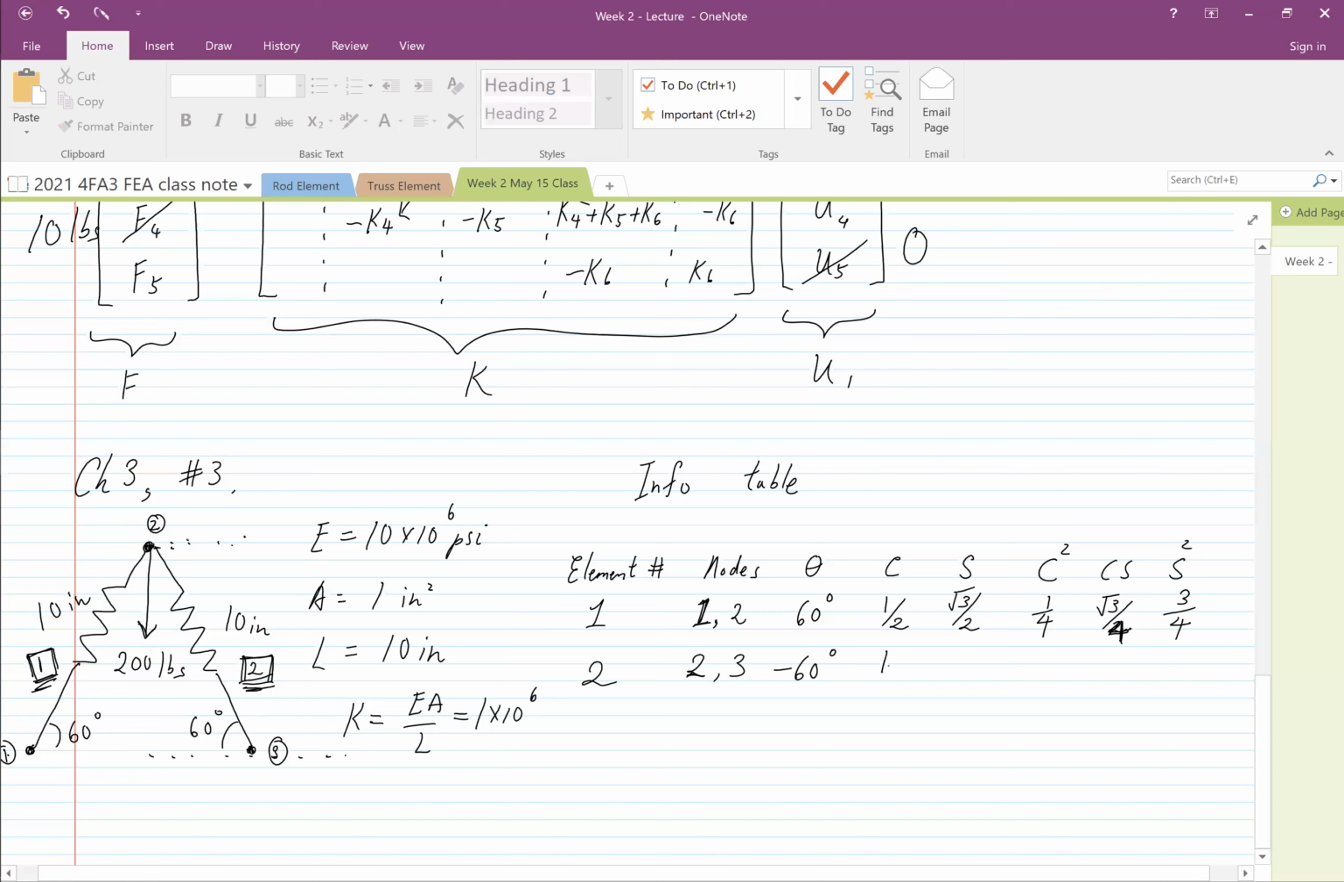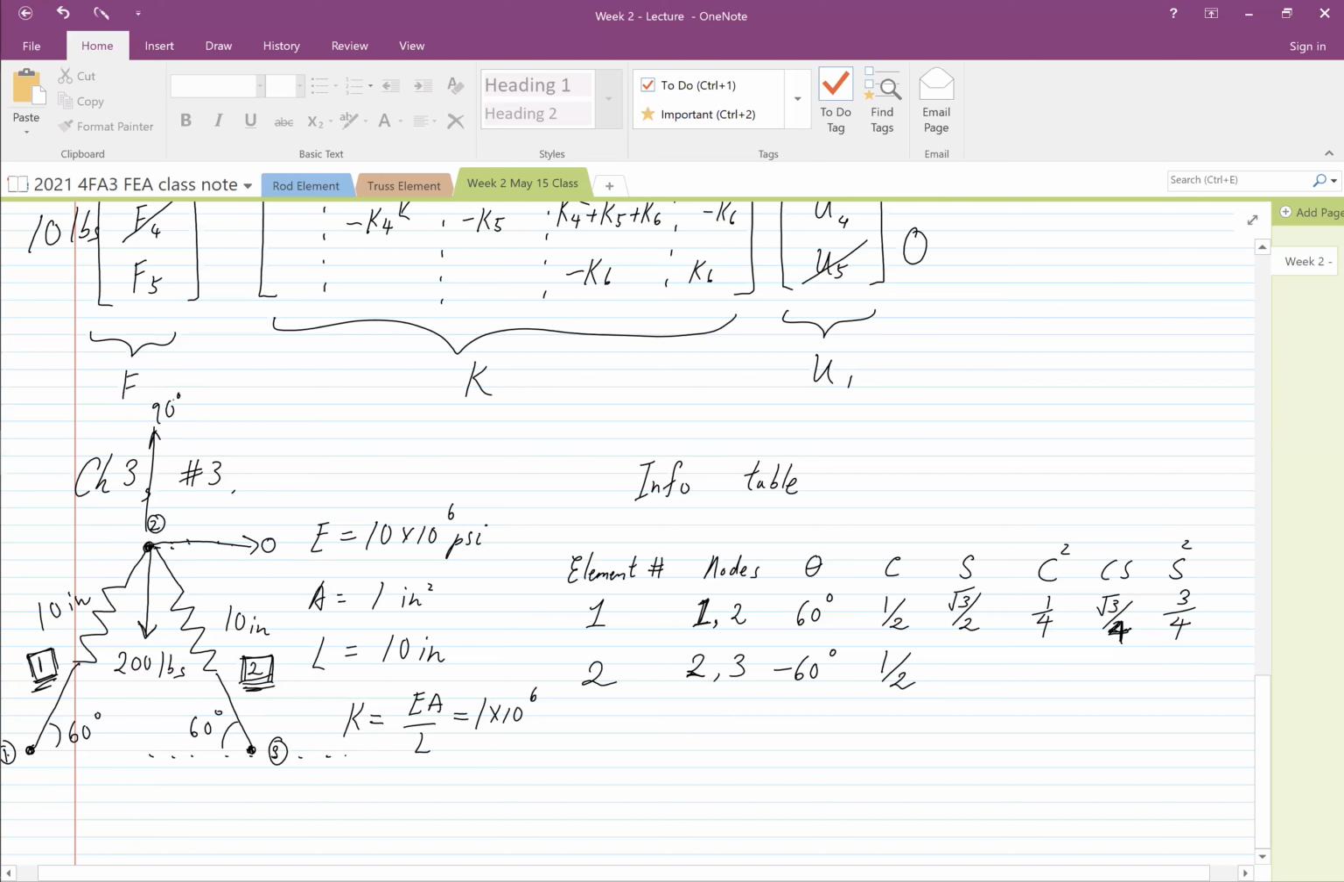Cosine of it will be 1 over 2. Professor, if you do from 2 to 3, wouldn't the angle be positive then? Well, if I go from 2 to 3, this is 0. This is 90. Oh, okay, never mind.